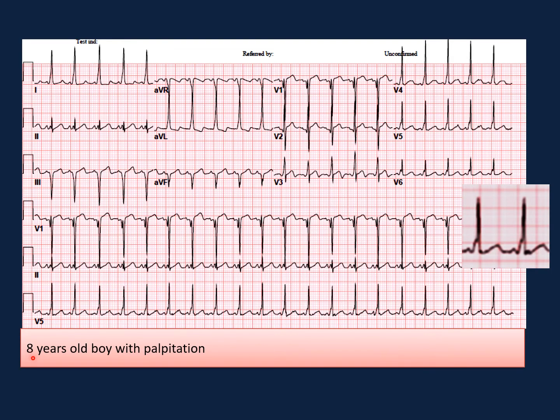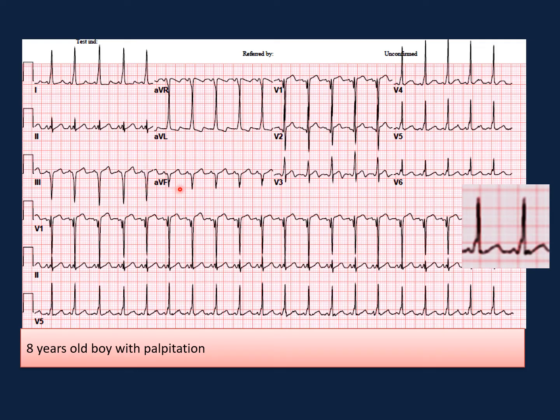This is an ECG of an 8 year old boy with palpitation. First step is to look at the rhythm. The rhythm here is regular. Then the next step is rate. 2.5 large squares, so 300 divided by 2.5 equals 120. Another method, we have 20 beats here, so 20 times 6 equals 120.